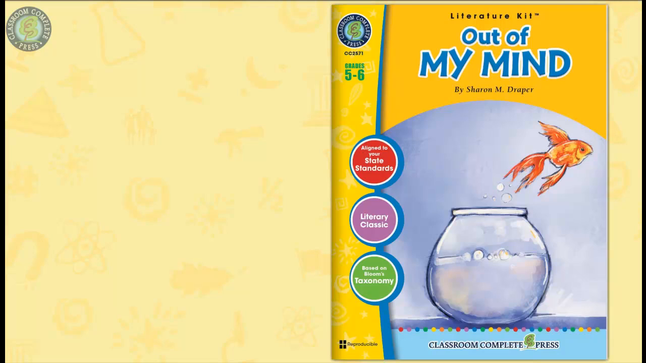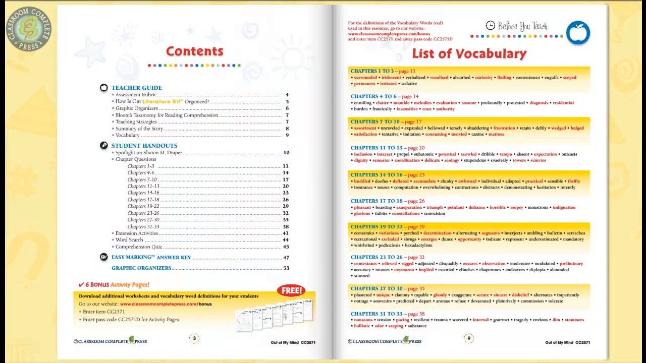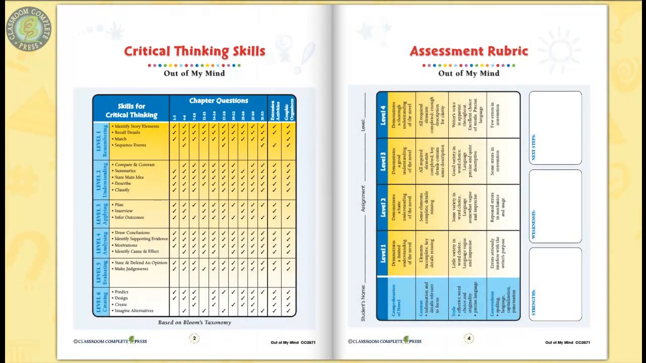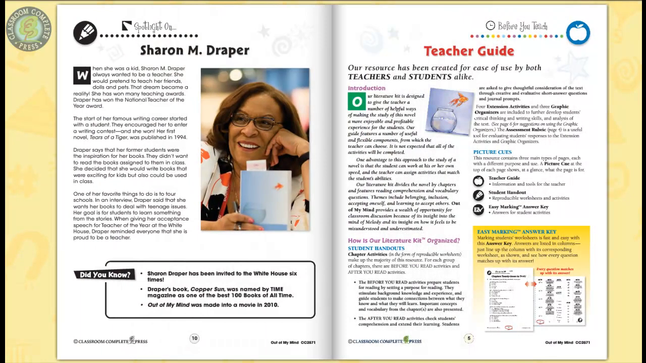This literature kit on Out of My Mind by Sharon M. Draper is well organized, easy to use, and engaging for students. 55 pages chock full of a variety of scaffolding strategies incorporated in our Before You Read worksheets for each chapter section, along with vocabulary prompts to prepare your students for the reading, with rubrics, teacher guide, and author biography.